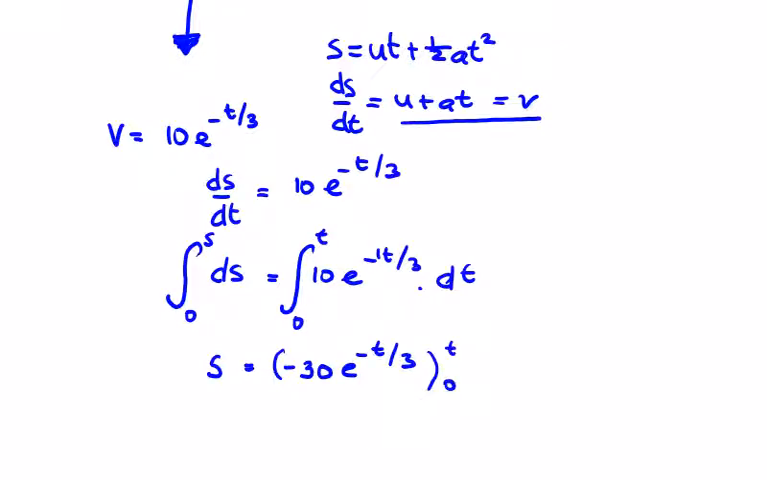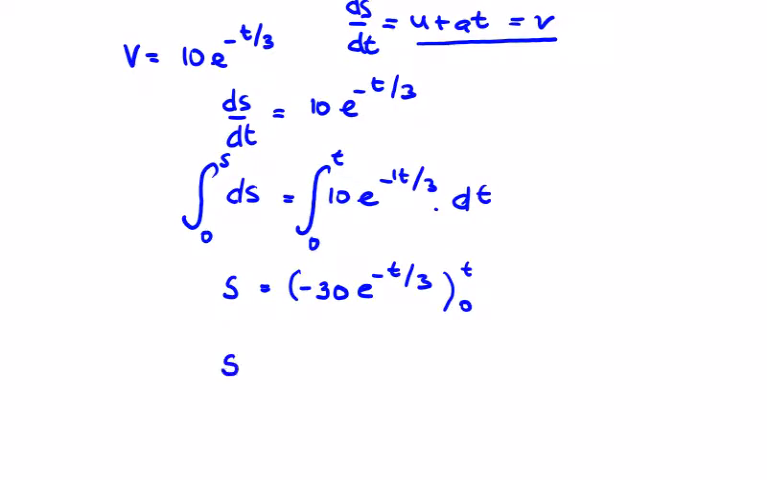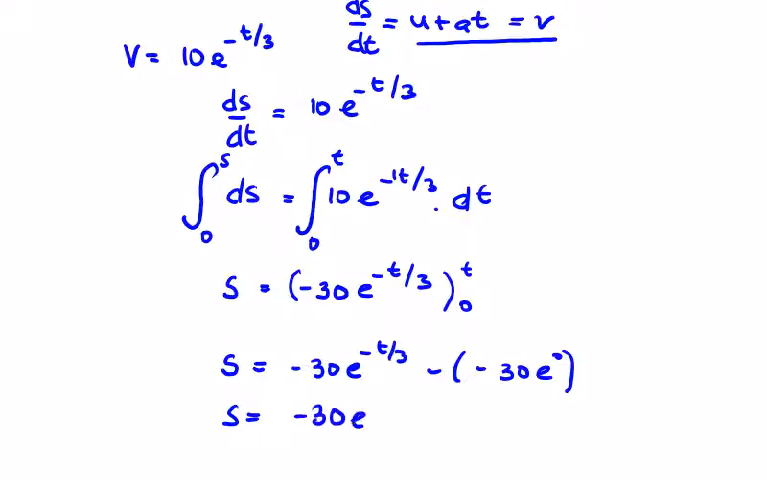And 0 will give me a value here because e to the power of 0 is 1. So we're going to get minus 30 when we put 0 in. So displacement at any time is minus 30 e to the power of minus t over 3 minus the minus 30 e to the power of 0, which is just equal to 1. So displacement at any time is minus 30 e to the power of minus t over 3 plus 30. So you can sub in any value there and you'll find the displacement at any time. And that should set us up for the next series of questions.